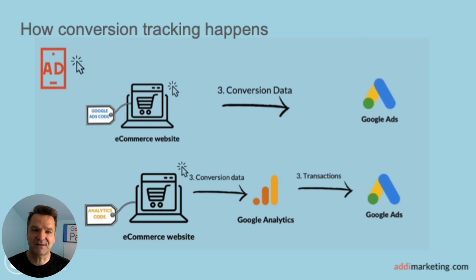Now look at how the conversion tracking happens. There are always 3 elements: a Google Ad click, then at some point a conversion happens, and then conversion data flows into Google Ads and appears in Google Ads. In case of analytics import conversion, there is an extra step where conversion data first flows into Google Analytics and then periodically gets imported into Google Ads.